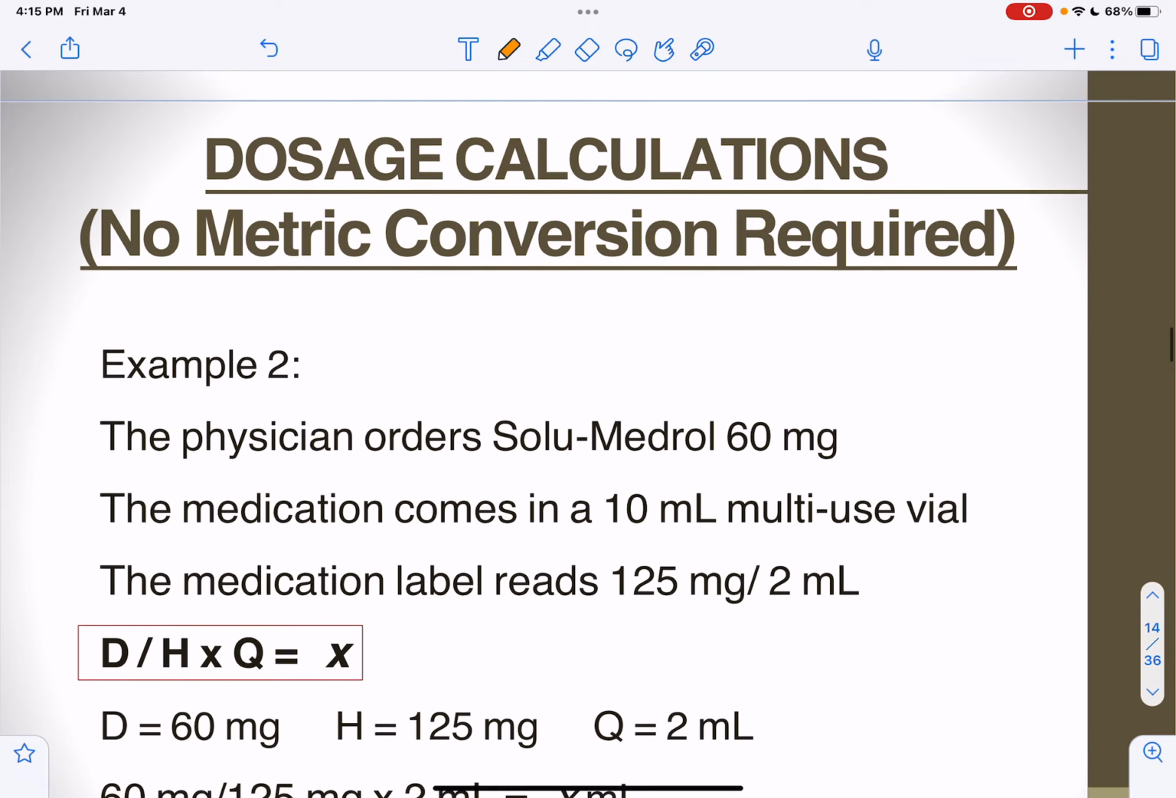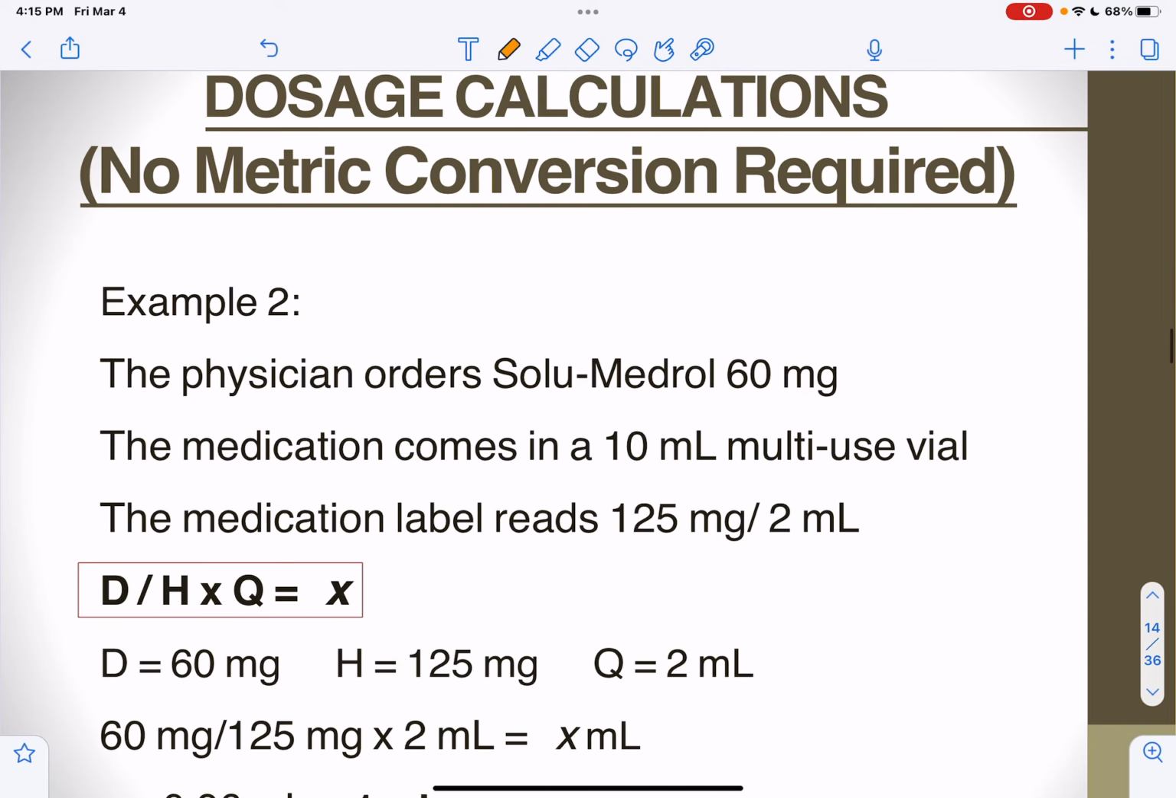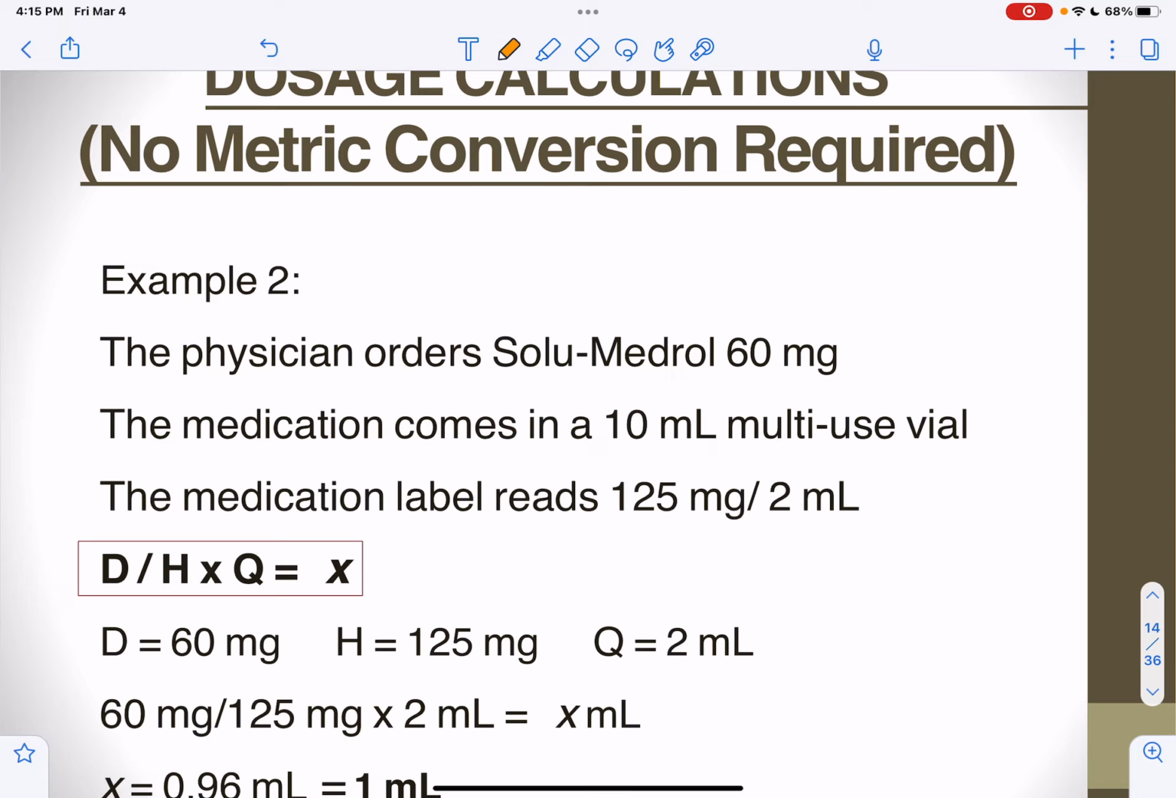Okay, let's try another one. So the physician orders 60 milligrams of Solu-Medrol. What you have on hand is a 10 milliliter multi-use vial, and the label says that there's 125 milligrams per 2 mLs. Okay, so how do we know how to give 60 milligrams?